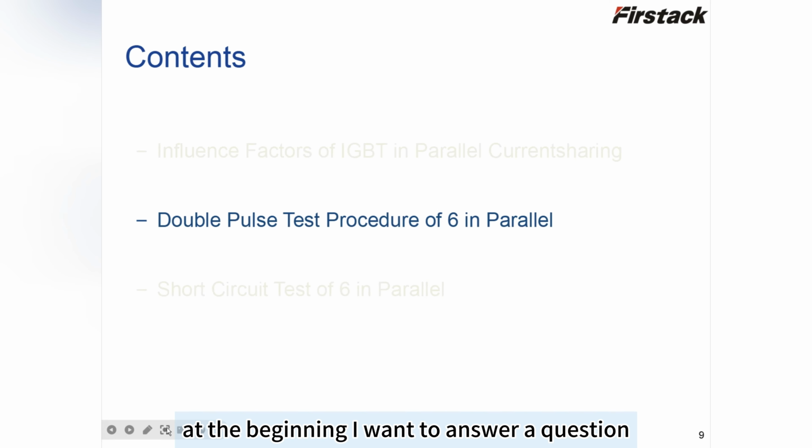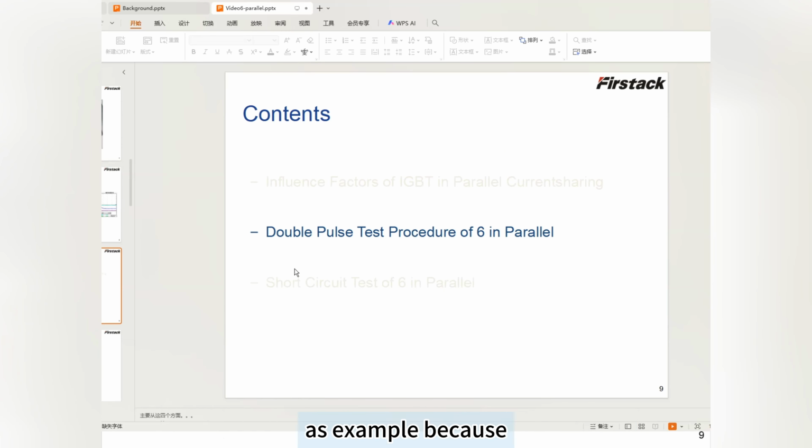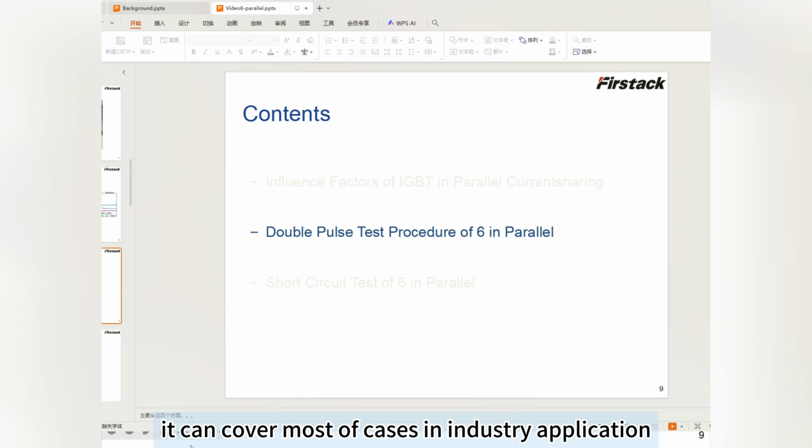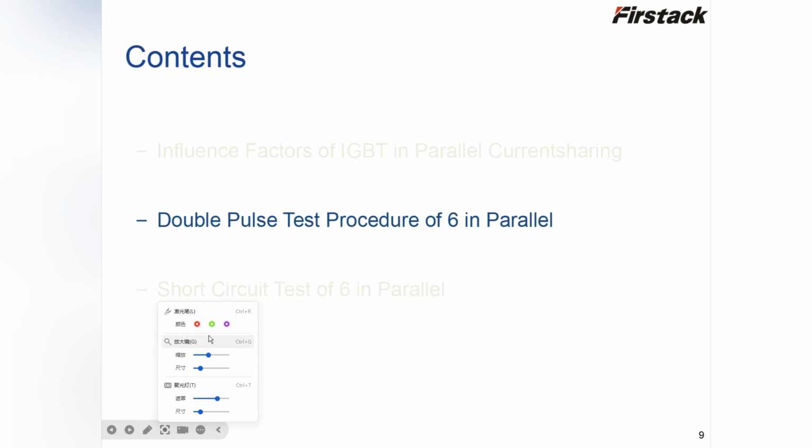At the beginning, I want to answer the question of why we use parallel operation as an example: because it can cover most cases in industry applications.